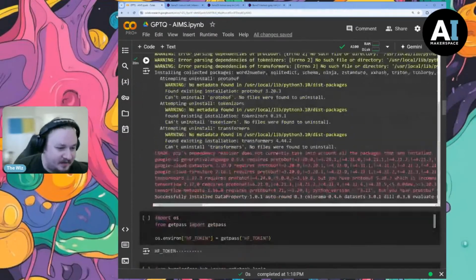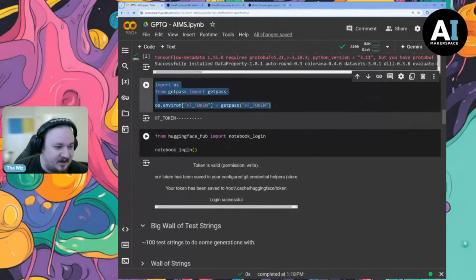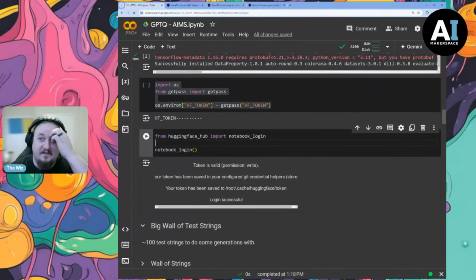Okay, so first of all, we're going to need our Hugging Face tokens. We're using Hugging Face inference endpoints, and then we're going to use our notebook login.